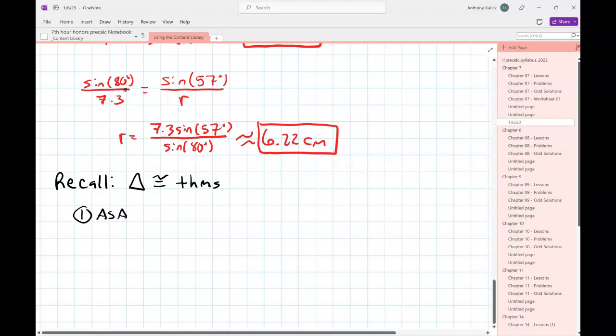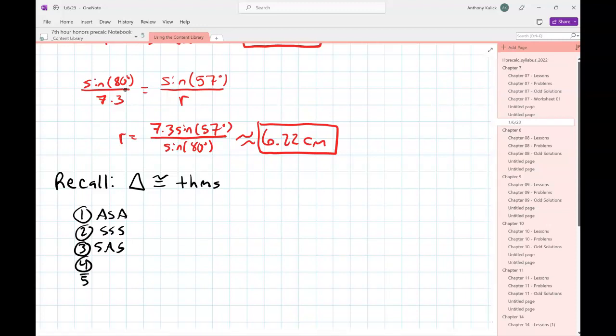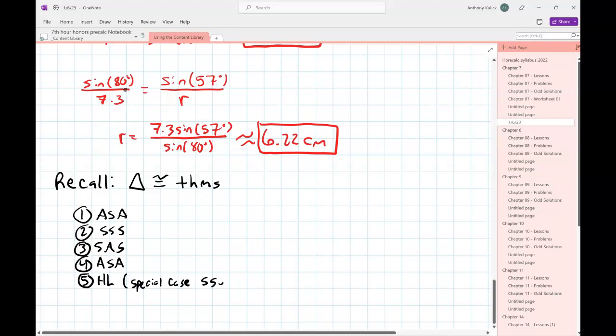Angle, side, angle. Angle, angle, angle is a similarity one. Side, side, side, and side, angle, side, I heard people say, are both congruence ones. Hypotenuse leg is one of them. I'm going to put that as 5. There's one more. It's angle, angle, side. So hypotenuse leg is the special case of SSA. What's special about the hypotenuse leg situation is that the A has to be a right angle.